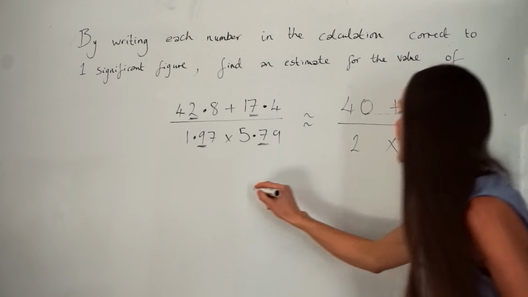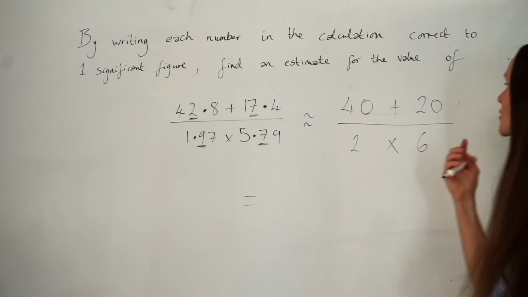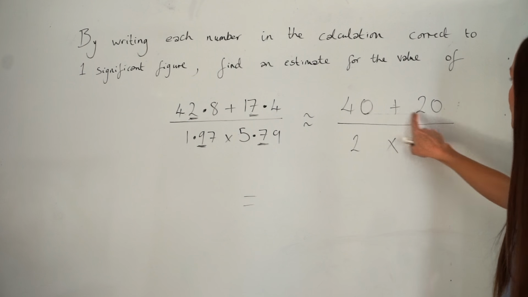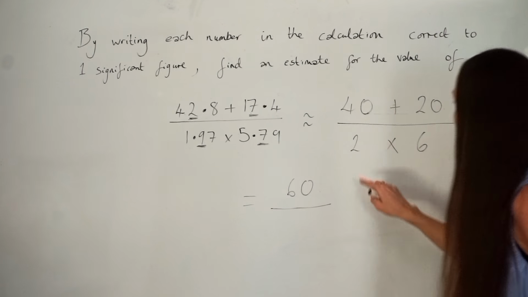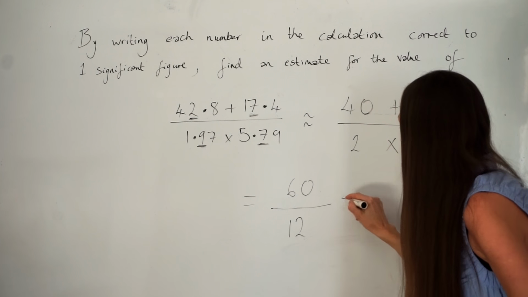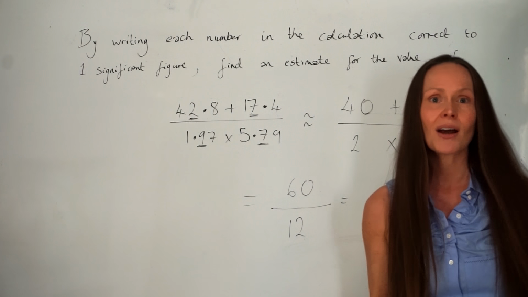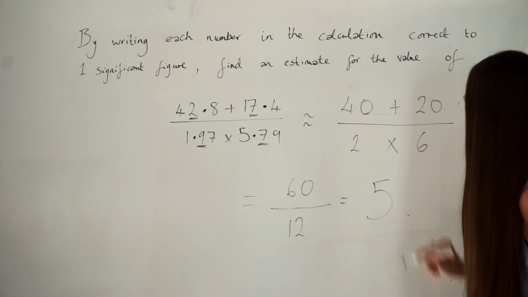So we've rounded all the values to one significant figure, now we can do the calculation. The numerator says 40 plus 20, so that changes to 60. Underneath we have 2 multiplied by 6, which is 12. And we can work this out: 60 divided by 12 is equal to 5. So there is the final answer.